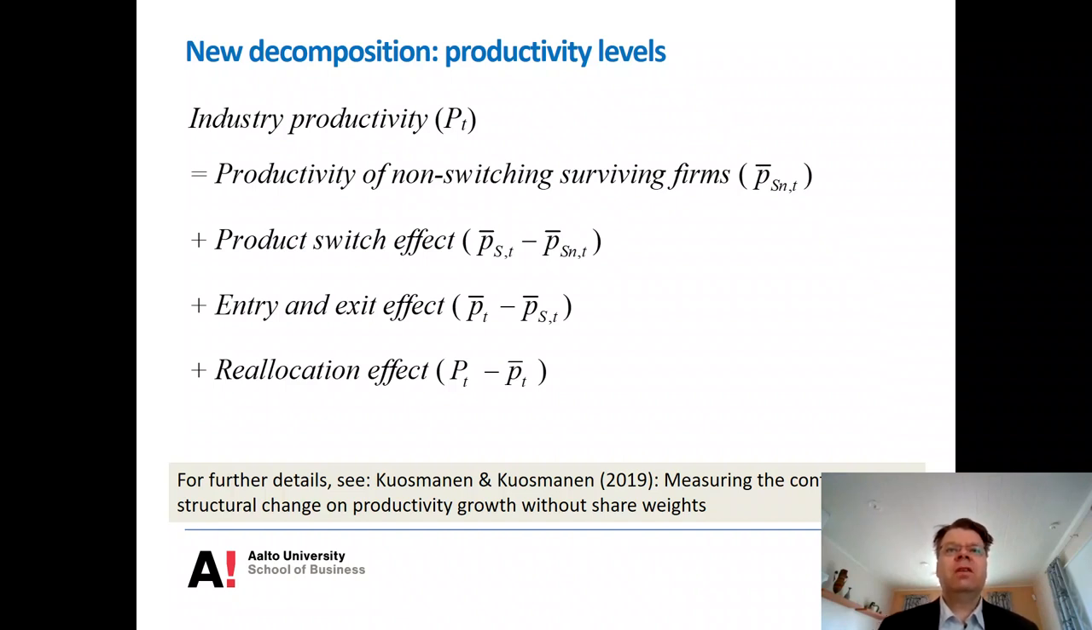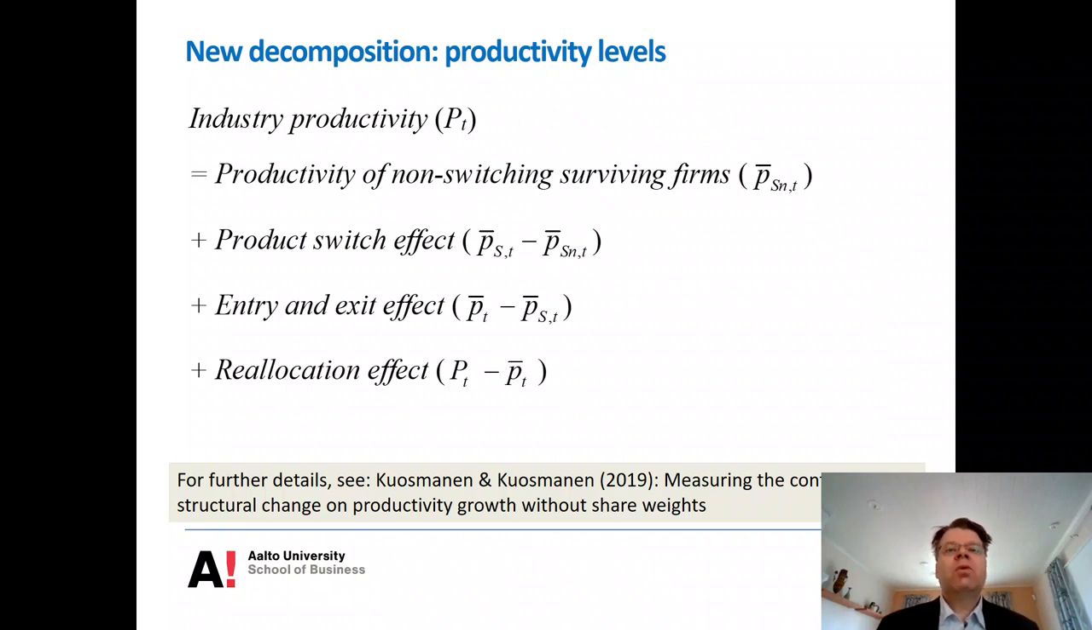So then this product switch effect, if we add it to this average productivity, the difference between all survivors and non-switching survivors captures this product switch effect. If we add these two things up, we have the average productivity of survivors, like in the Olley and Pakes decomposition. The entry and exit effect is then the difference between the average productivity of all firms versus the average productivity of the surviving firms. That captures the net effect of entry and exit.